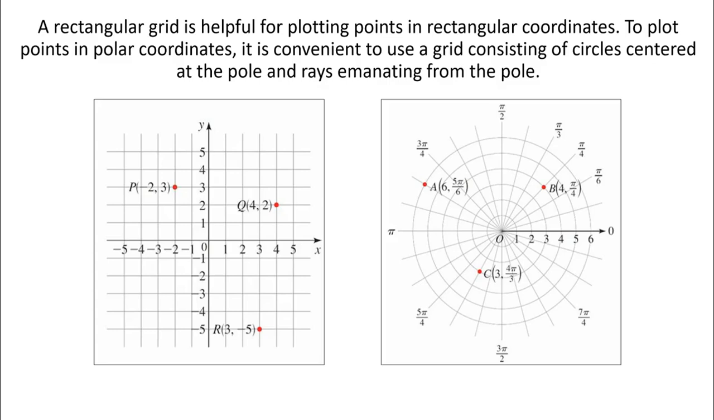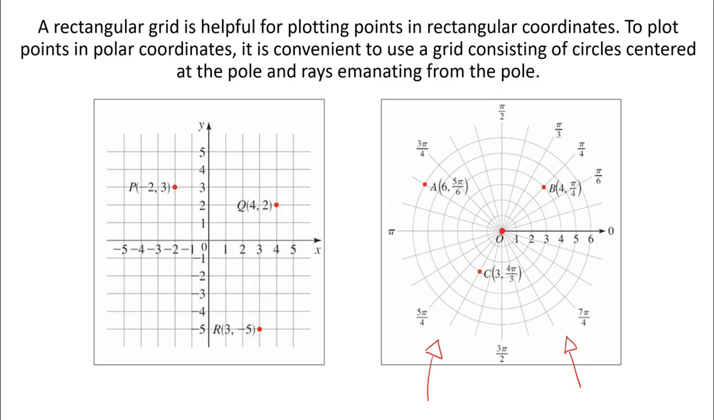So at this point, you may be thinking to yourself, well, if we're plotting points in a different way, might it be helpful to have a different type of graph paper on hand? And the answer to that is absolutely. So a rectangular grid is helpful for plotting points in rectangular coordinates. But to plot points in polar coordinates, we'll have to use some graph paper that looks like this. Notice that this grid consists of circles centered at the pole here and rays emanating from the pole.